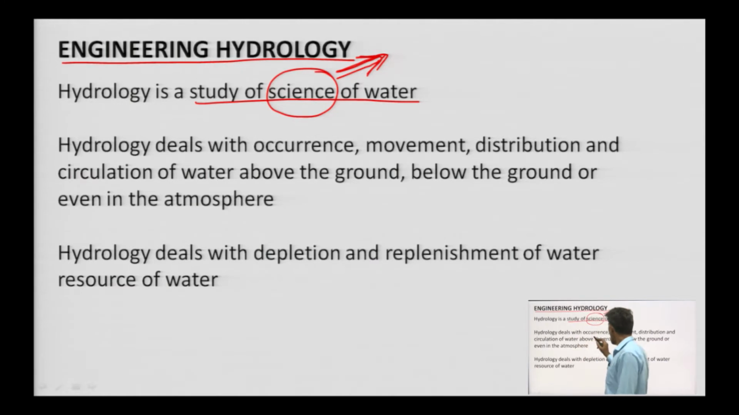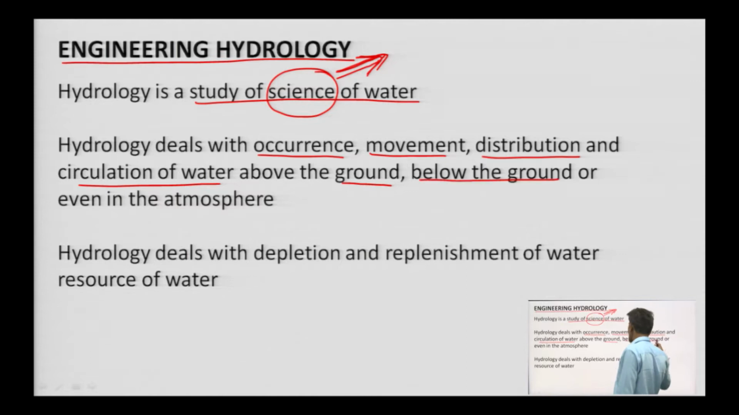Hydrology deals with the occurrence, movement, distribution and circulation of water above the ground, below the ground, or even in the atmosphere. Circulation means different forms of the water. Water is available in our atmosphere as moisture. This is part of the hydrological cycle. Later in this class, I will tell you what the different forms of water are.